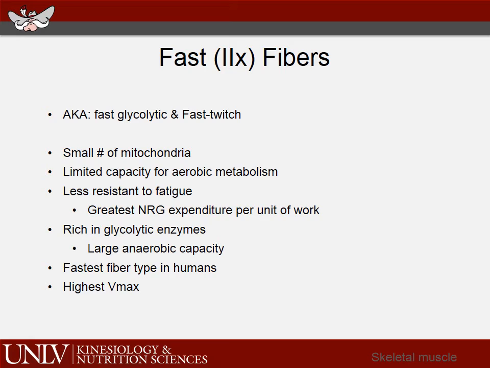non-economical type fibers. They are rich in their glycolytic enzymes, which is the large anaerobic capacity, right? So they are very, very rich in fibers that can turn over that carbohydrate and the glucose to produce energy. And then the fastest type of fiber in humans, the highest Vmax, is due to that highest myosin ATPase, right? And that's a contractile component there, the Vmax, and so this ATPase, you're going to find the fastest one there. Okay.